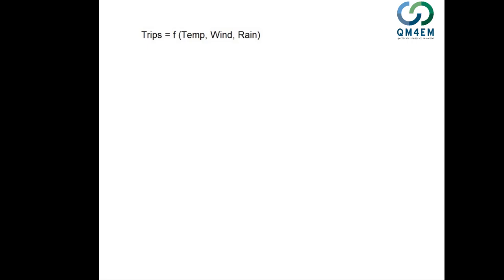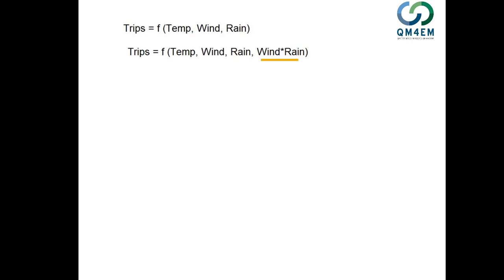What I can do is, let's say I'm interested in when it's rainy and windy. This coefficient will tell me just about the rain. This coefficient will tell me about the wind. But what about when it's rain and wind? So what I would do is create a new variable which I would call rain and wind. And the coefficient of this will tell me what happens if it's rainy and windy, so how it's going to affect the number of trips.